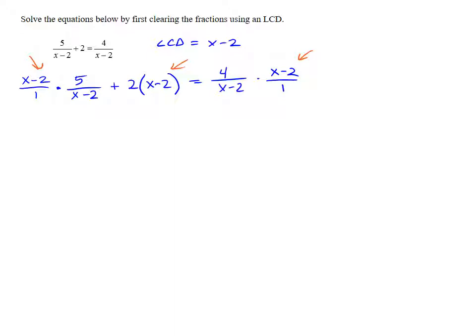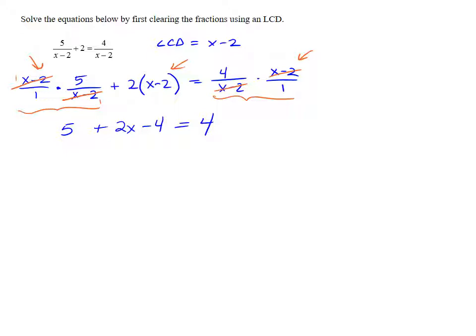Let's simplify. In our first term right here, we have x minus 2 in the denominator. It cancels with x minus 2 in the numerator. And remember, when you cancel, you're left with 1. But altogether, that means I've got 5 over 1, or just the term 5. Plus, I've got 2 times x minus 2. I can do that distribution while I'm writing things down. 2x minus 4 equals, and then in my last term here, the x minus 2's again cancel. This time I'm left just simply with 4.